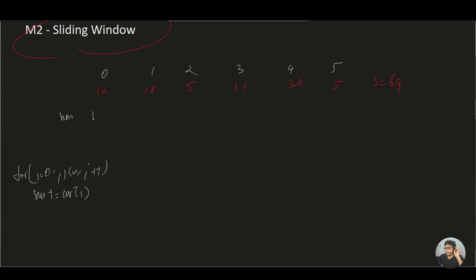तो sum लिखते हैं हम यहाँ पे 12 हो गया. 12 plus 18 will give you what? 30. 30 plus 5 will give you 35. 35 plus 11 will give you 46. 46 plus 30 will give you 76, ठीक है. Now the problem here is that we have exceeded our sum.